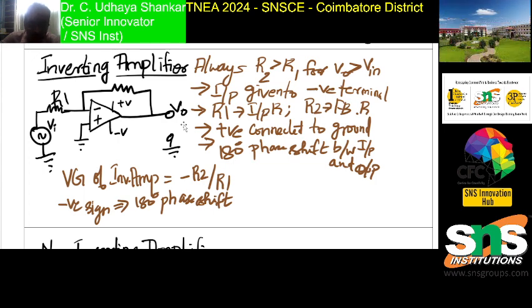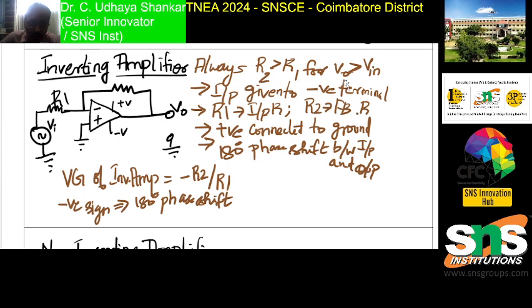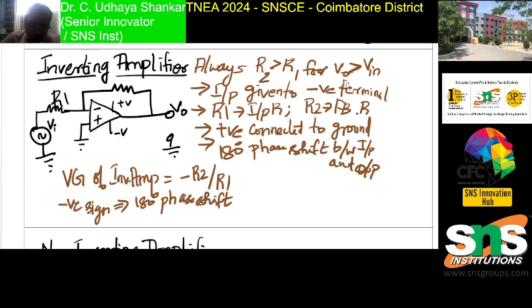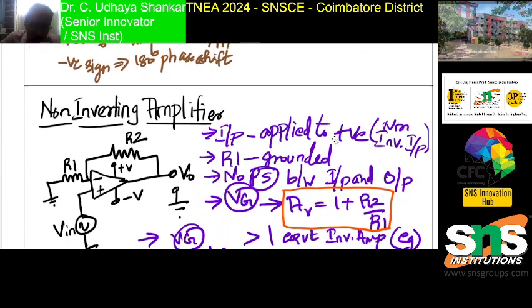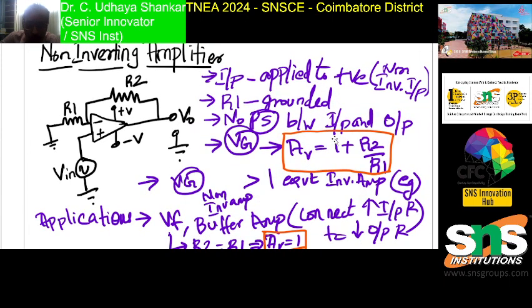That is called an inverting amplifier. So here you can see that the output voltage is greater than the input voltage. That's why it is called an amplifier. Is it clear? So hope you are clear. So next we will move on with the non-inverting amplifier.